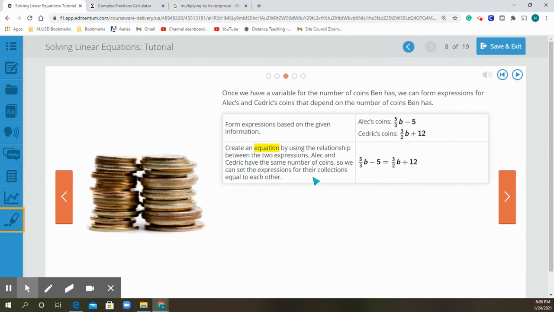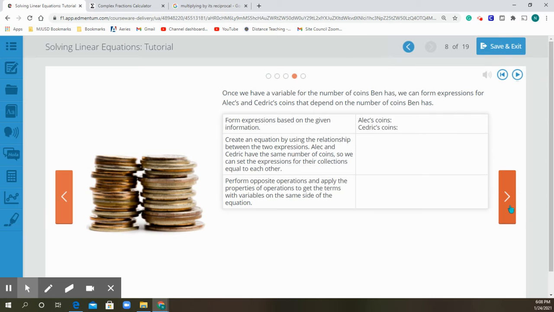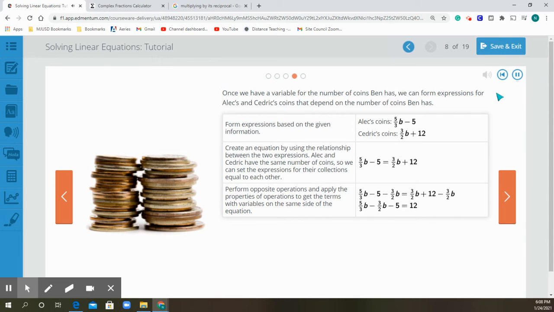Create an equation. Perform opposite operations and apply the properties of operations to get the terms with variables on the same side of the equation. 5/3 B minus 5 minus 3/2 B equals 3/2 B plus 12 minus 3/2 B. 5/3 B minus 3/2 B minus 5 equals 12.